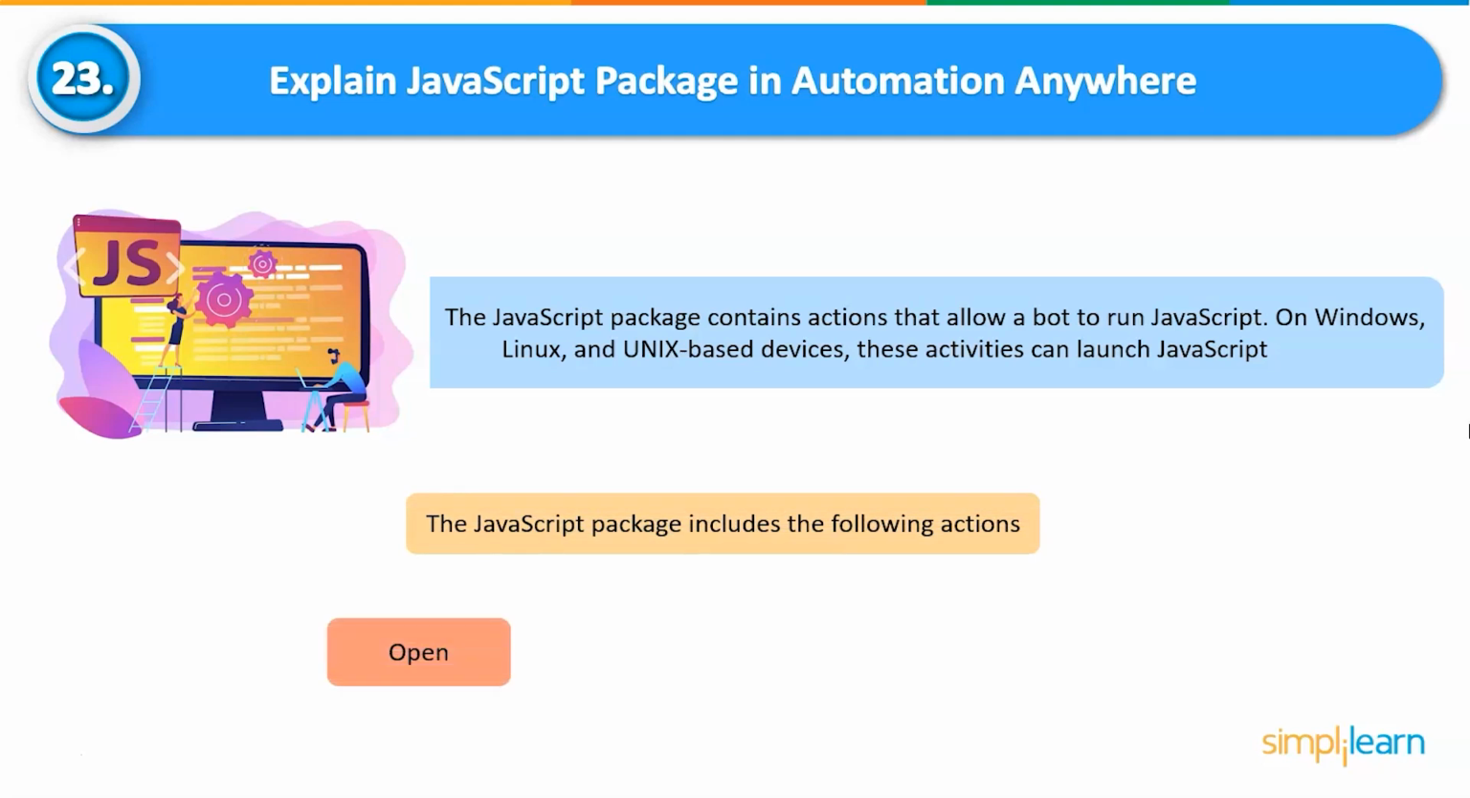Open. This action opens a JavaScript file in Automation Anywhere. Close. This action closes the session and specifies the same session name from the open action. Run JavaScript action runs a function within the JavaScript.